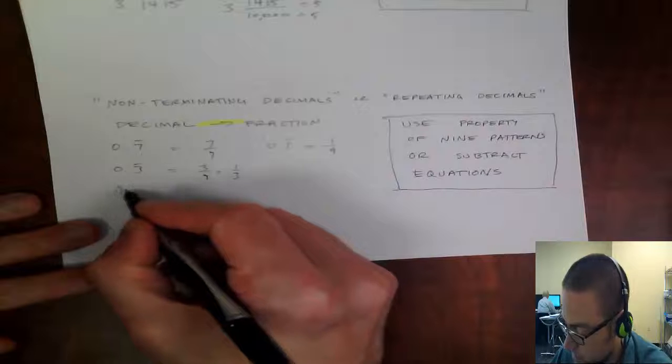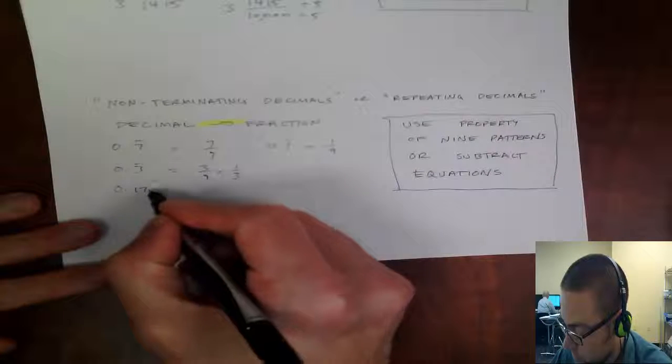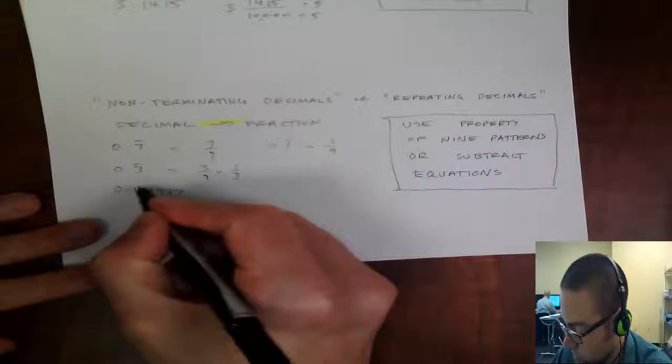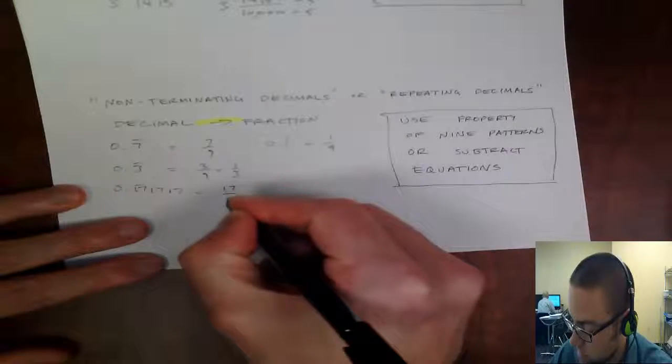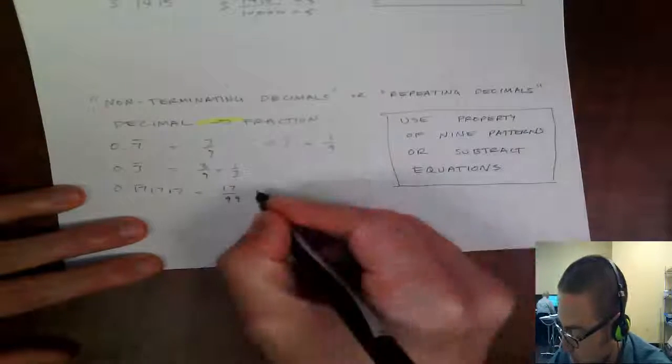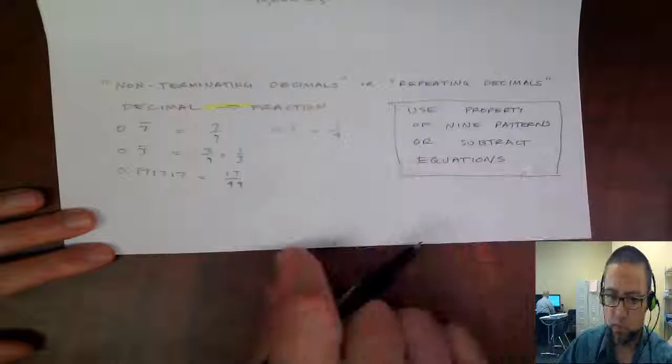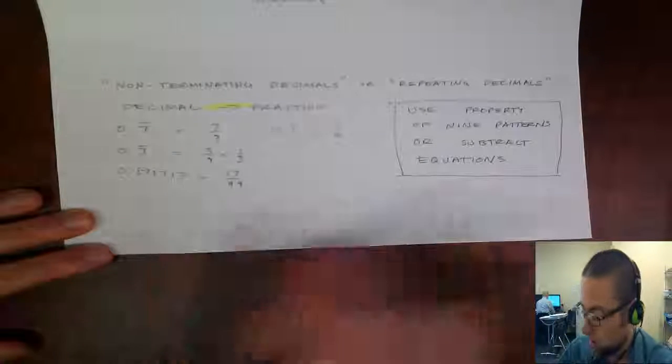If it repeats with 2 decimals, so like 0.171717, right? If it repeats like that, so 17 is repeating, then you put both of those digits over 99. So 17/99, and that's how you would use that property.